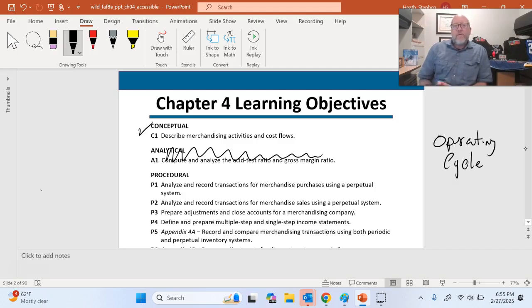In the subsequent videos, I'm going to talk about learning objective 1, which is purchasing inventory. Then learning objective 2, we're going to sell the inventory. Learning objective 3 is we're going to make some adjusting entries and some closing entries specific to a merchandising company. And then finally, the last thing we're going to talk about is what the multi-step and single-step income statements look like for a merchandising company.